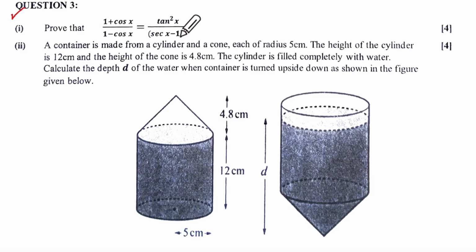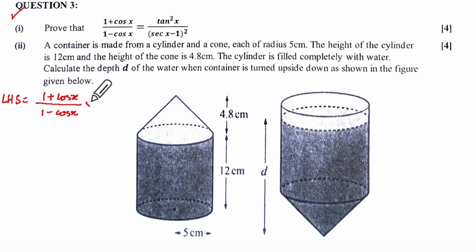Prove this trigonometric identity. Obviously, as you can see, this side is simpler. This is more complex. You can actually start with LHS and come to this, or you can start with RHS and come to LHS. If you choose to start with LHS, your LHS is 1 plus cos x upon 1 minus cos x.